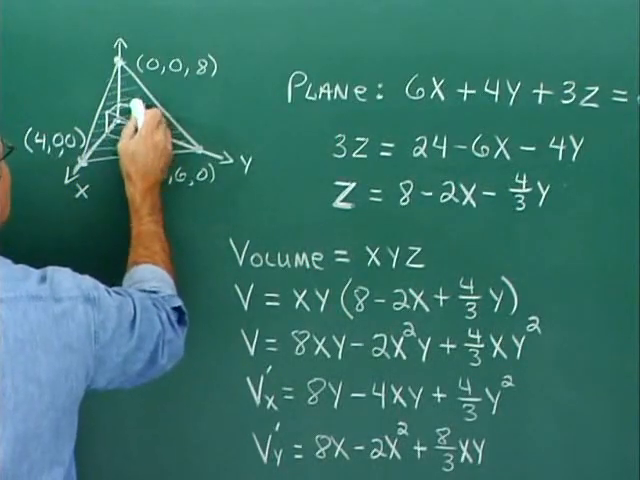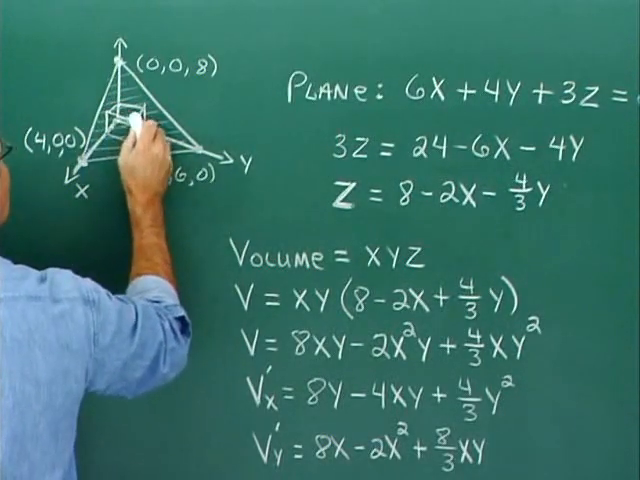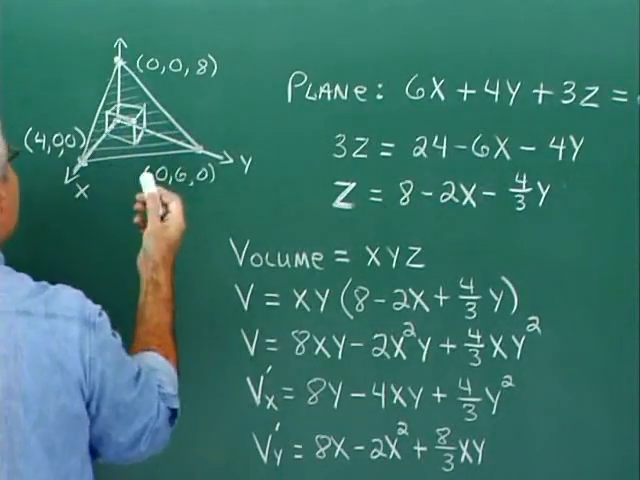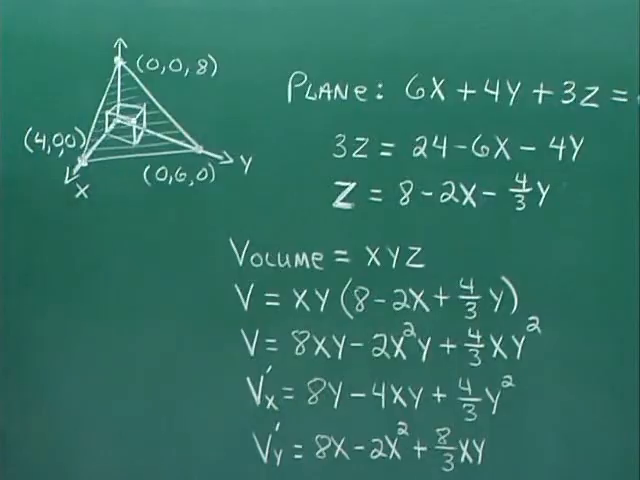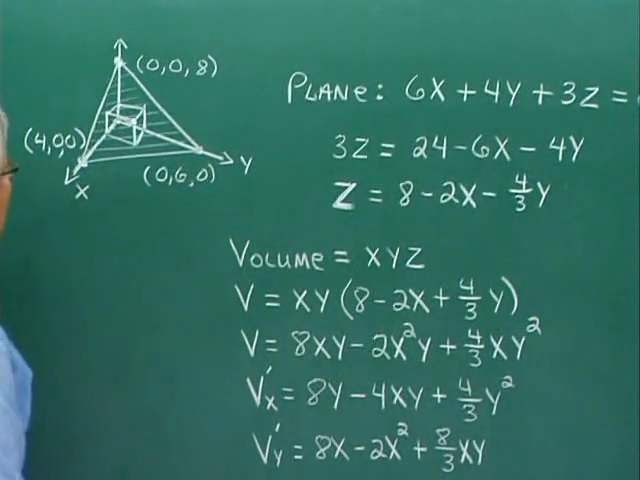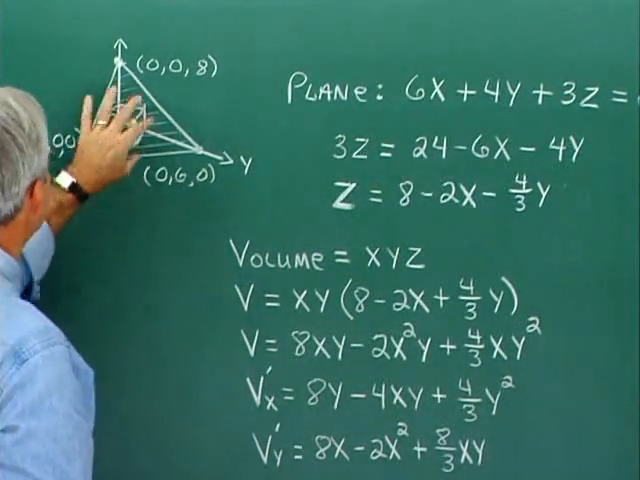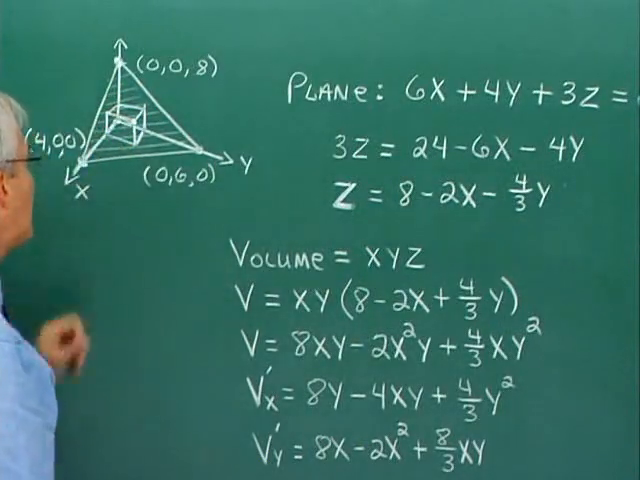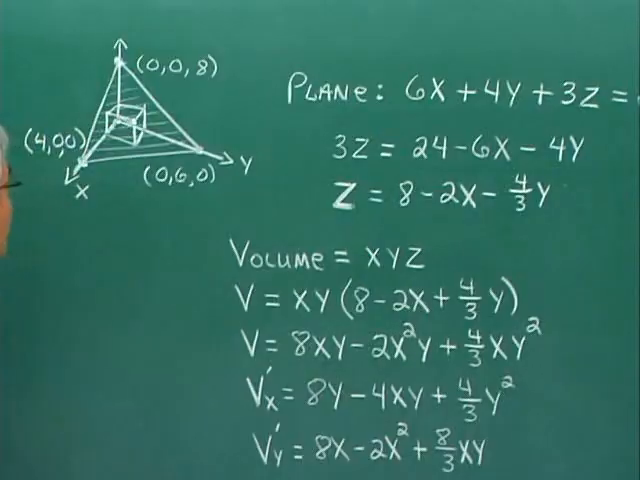Well, that's not too awful bad. Okay. And now it's this corner right here at the top of that box that's touching this plane. All right. So of all the boxes that will fit in that corner and touch this plane, we want the one with the maximum volume. Well, how in the world do we deal with that?